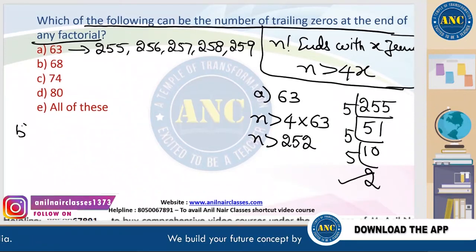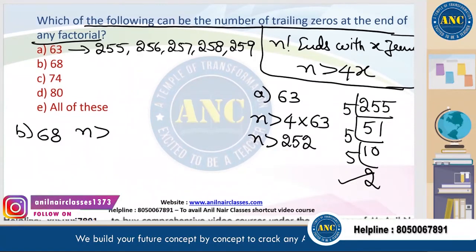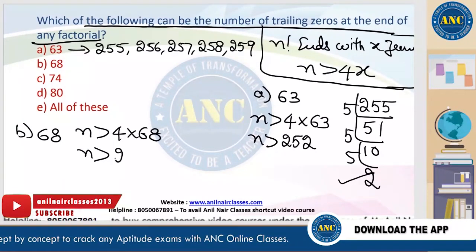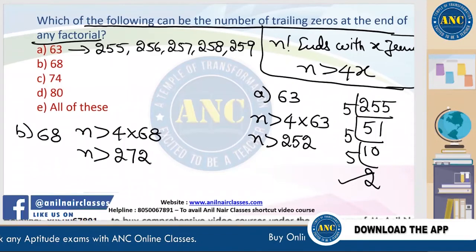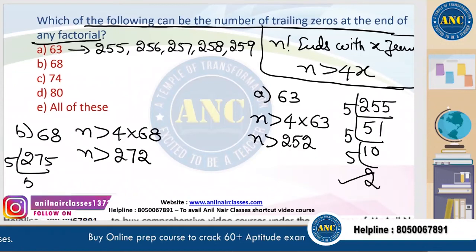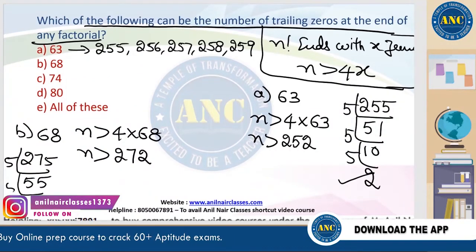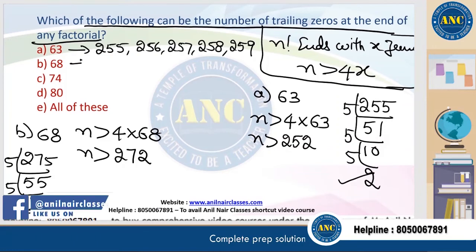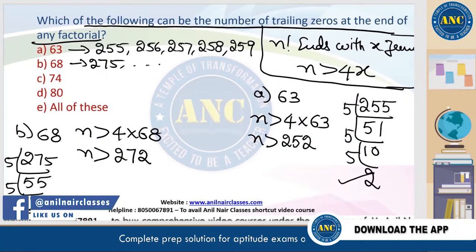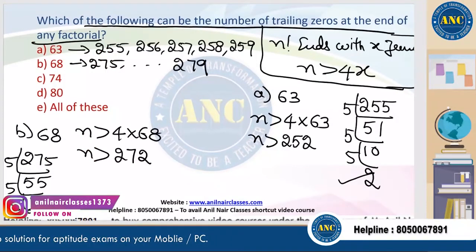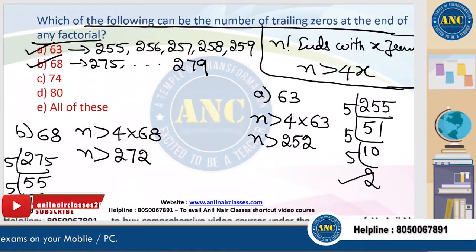Next is B option, 68. N is greater than 4x, n is greater than 4 into 68, 272. If I take 275, 5 5s are 25, 5 11s are 55, 2s are 66, 68. It is also possible. 275 to 279, this is possible.